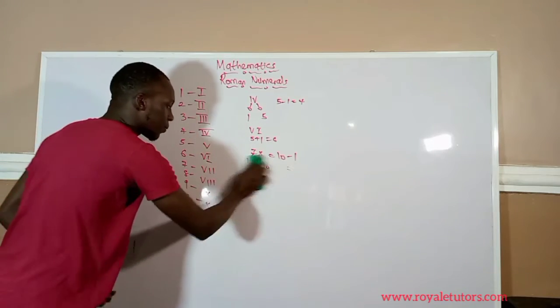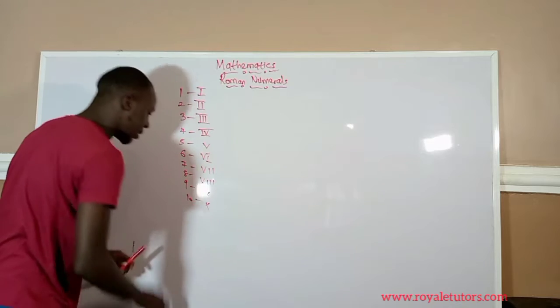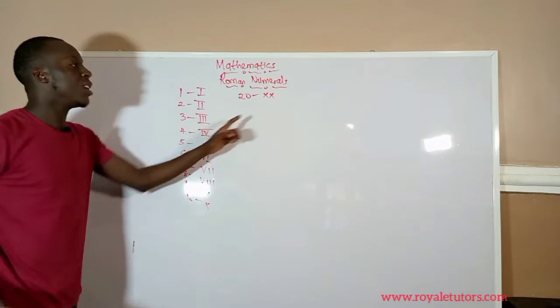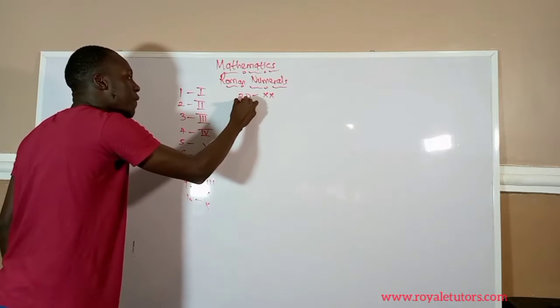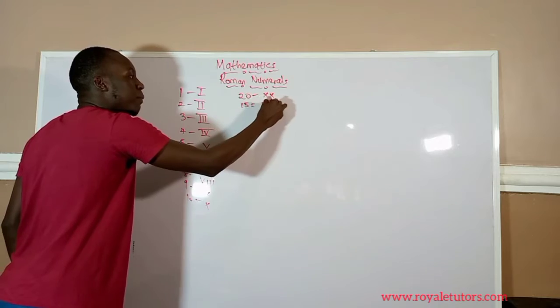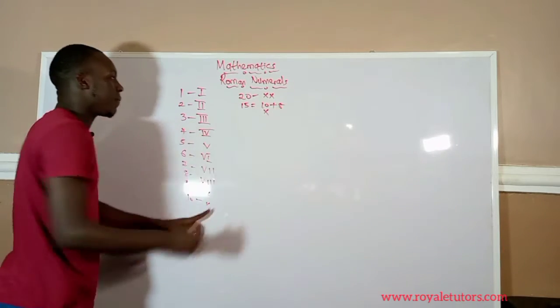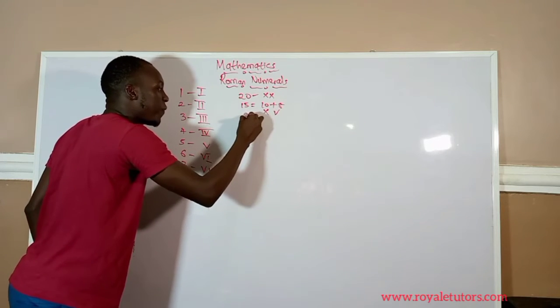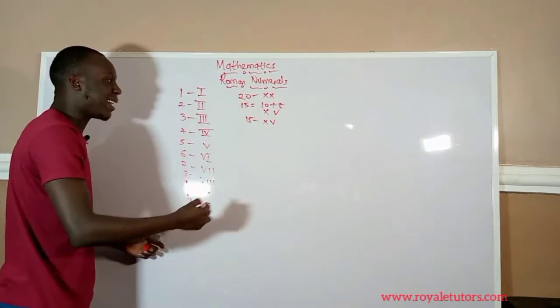So moving on. What is 20? 20 is simply XX. That's you add two X's together, 10 plus 10. Now what is 15? 15 is simply 10 plus 5. What is 10? 10 is X. And what is 5? 5 is V. So 15 is XV. So you can continue like that and pick.